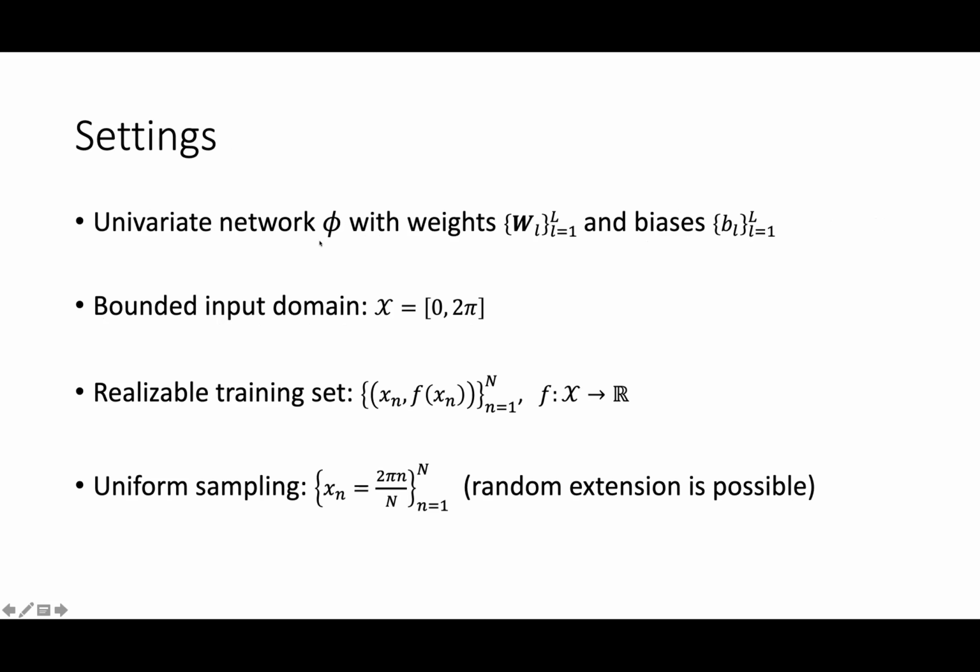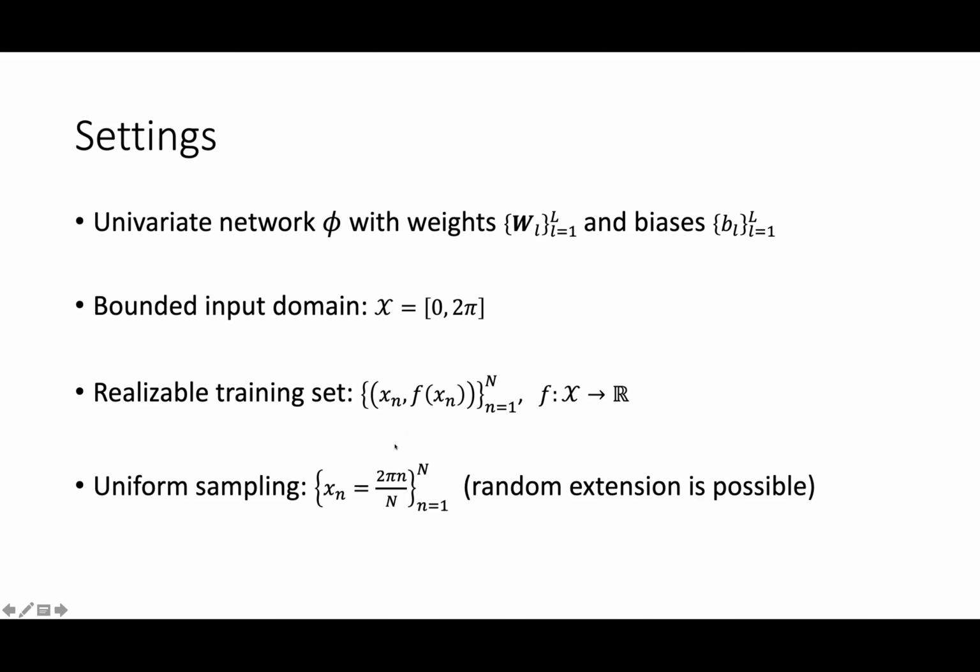Univariate network means we get a single input and give a single output, with some weights W_l and some biases. And we will assume also that we have a bounded input domain between 0 and 2 pi, or 0 and 1. And in most of the domains that we work with, a bounded input domain is natural because, for example, an image has a bounded domain, and in almost any setting that you work with, we have a bounded domain.